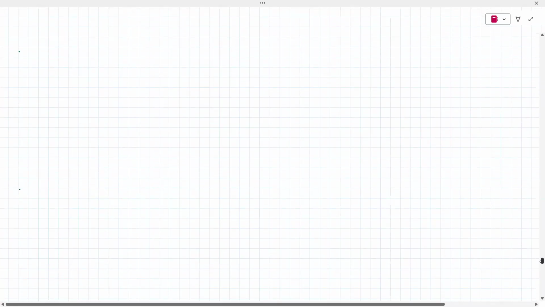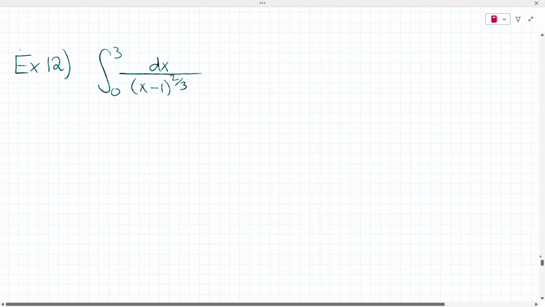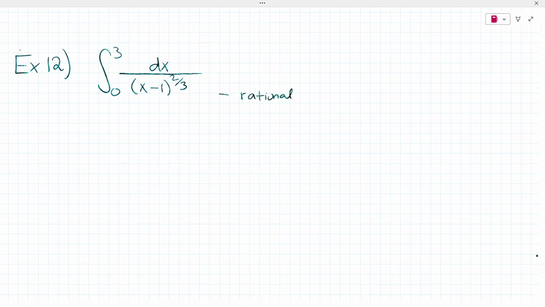I think there's only two more problems. 12. So on 12, we have the integral from 0 to 3 of dx over (x minus 1) raised to the 2/3. So we definitely have some kind of discontinuity. I believe this is a rational function, and then you also have a vertical asymptote, and you have a horizontal asymptote.